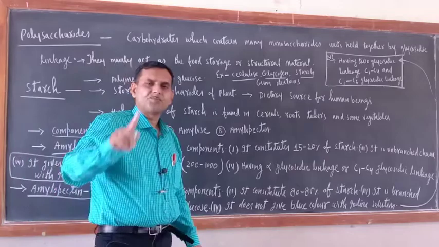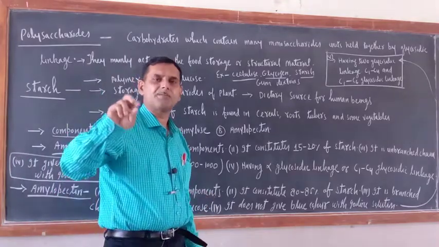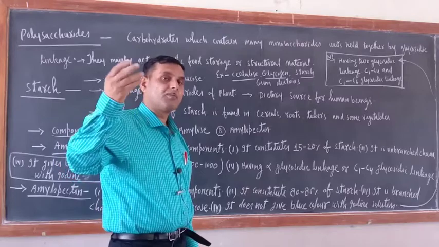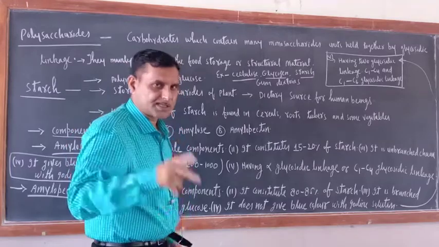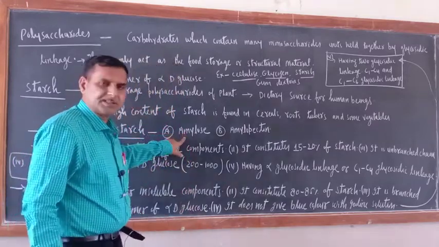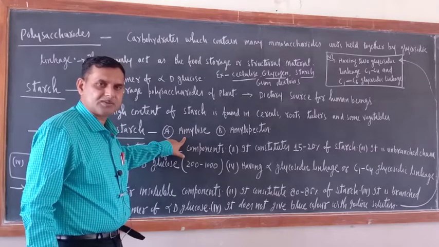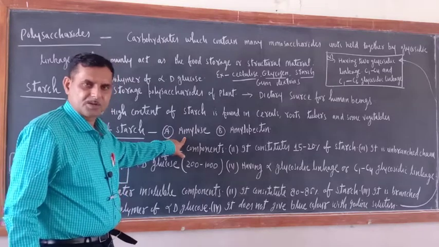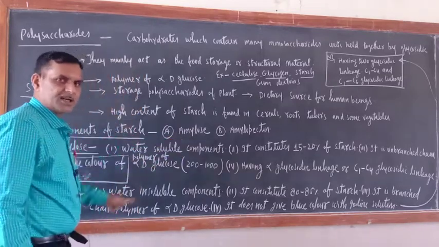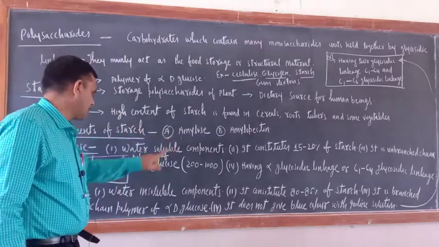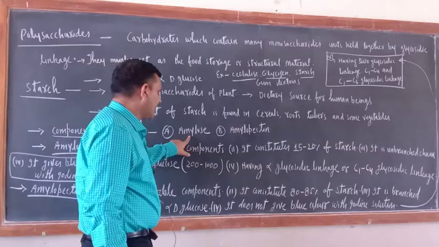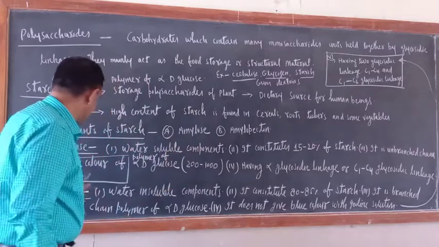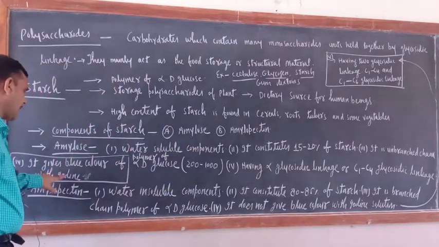You might have heard that starch gives blue color with iodine in cold, but the moment you heat the starch, the blue color disappears. So actually the amylose is responsible for giving the blue color with iodine solution. Remember, in chlorophyll testing we use iodine solution. Yes, so this gives blue color. Amylose is the water soluble component, and it constitutes 15 to 20% of starch, and it gives, I wrote here, blue color with iodine.